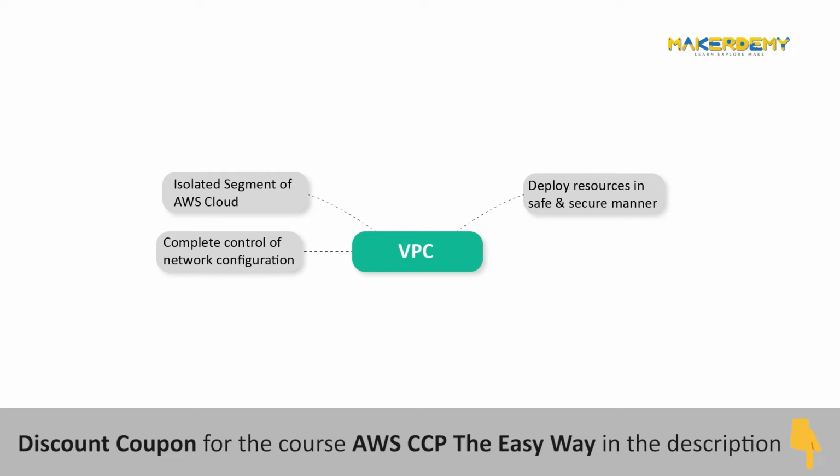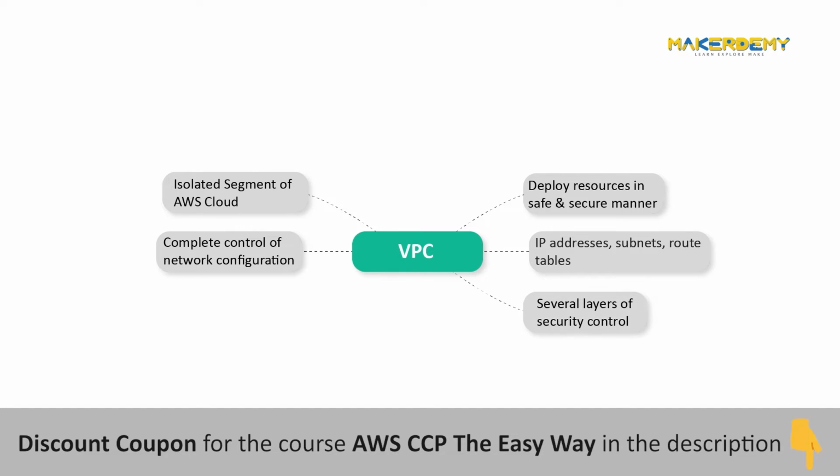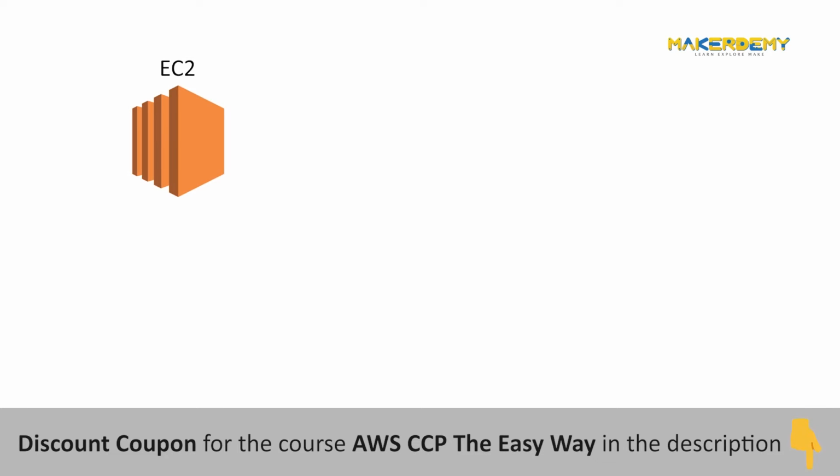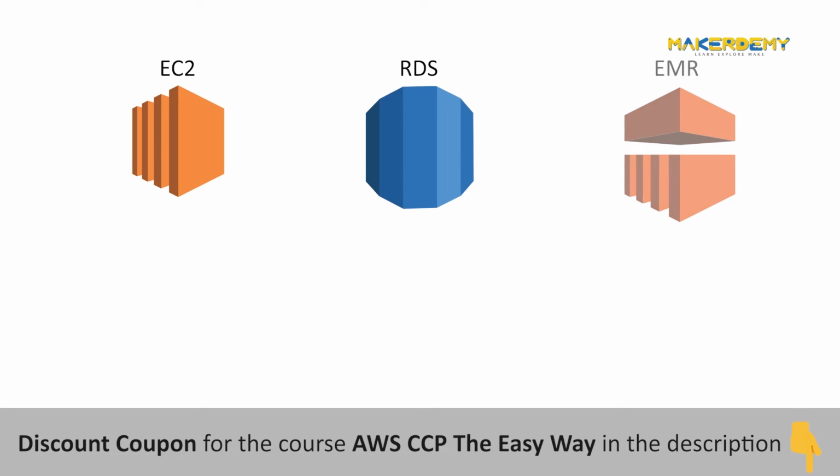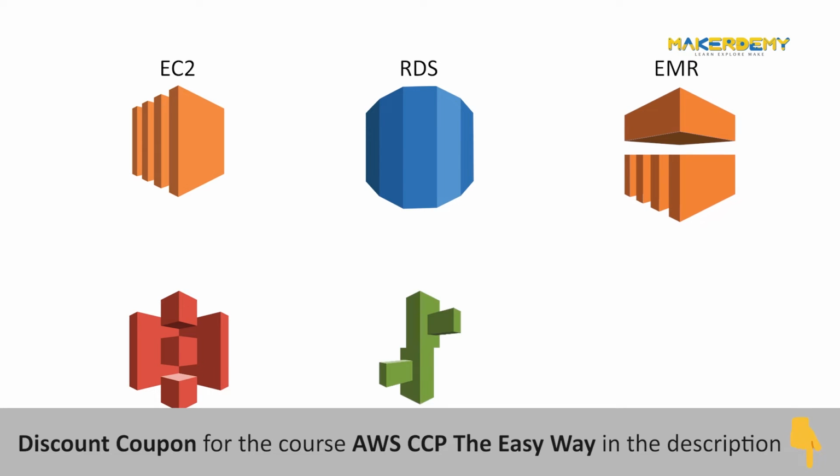VPC gives you complete control of network configuration items such as IP address spaces, subnets, and route tables. Also, VPC offers several layers of security control. This includes isolating subnets, defining access control lists, and customizing routing rules. VPC integrates with numerous AWS services such as EC2, RDS, EMR, S3, Elastic Beanstalk, Route 53, etc.